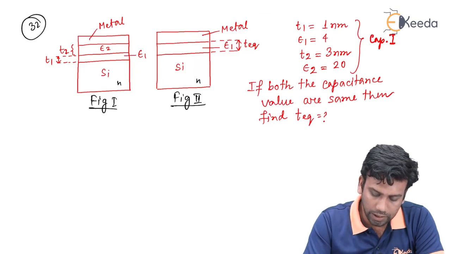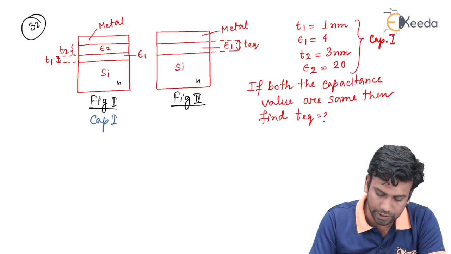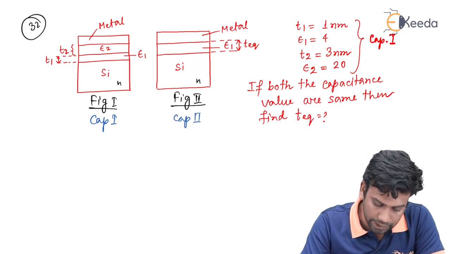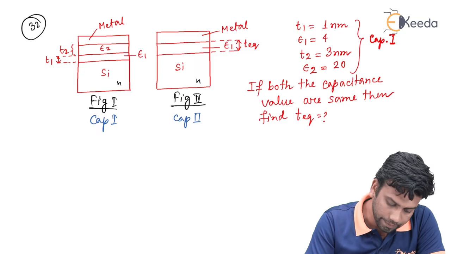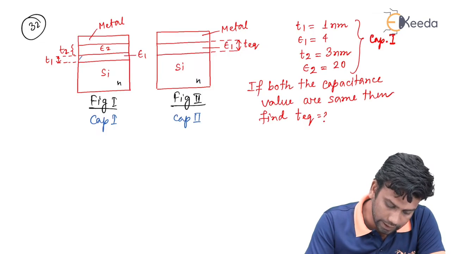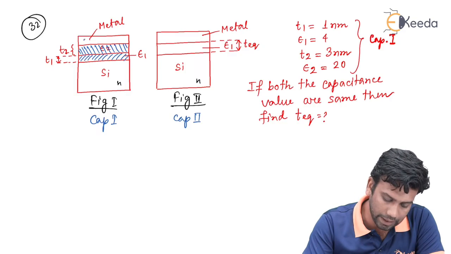Figure 1 is of capacitor 1, and this is capacitor 2. In capacitor 1 we can see that an n-type substrate has been taken, and there is a dielectric epsilon 1 of thickness T1 and another dielectric of permittivity epsilon 2 of thickness T2, and above that a metal is given.